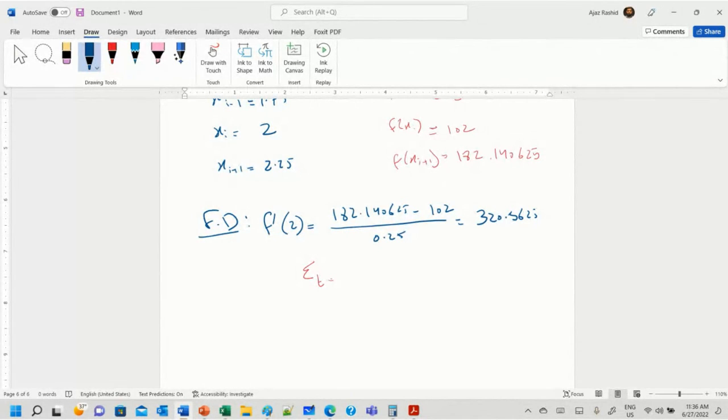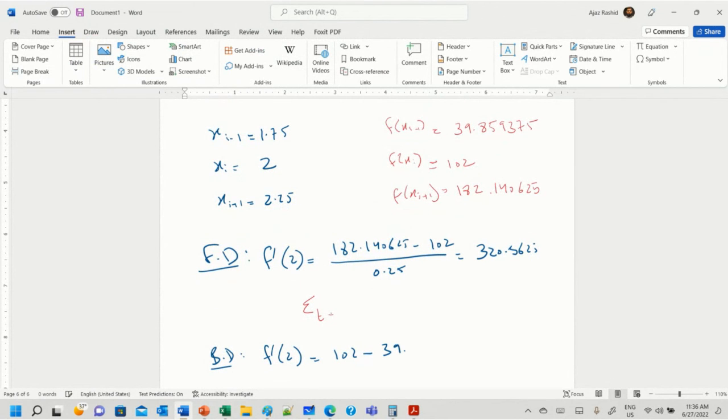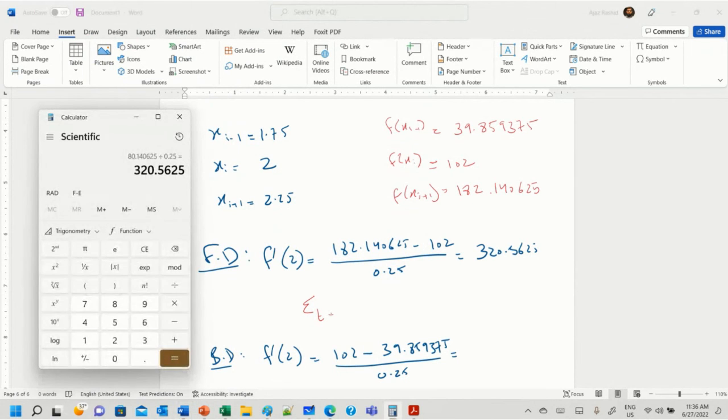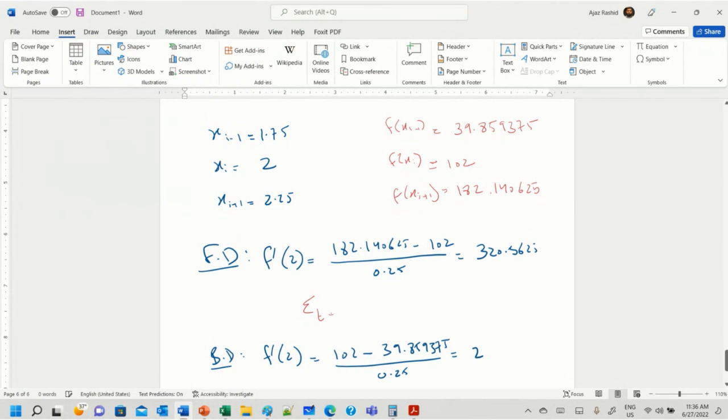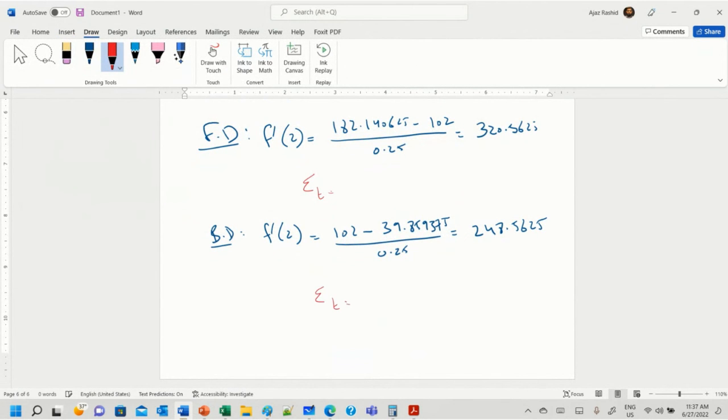We can find the error. I'm not going to find it now, but we can find it. It is 102 minus 39.859375, so 248, and we can also find the true error here.